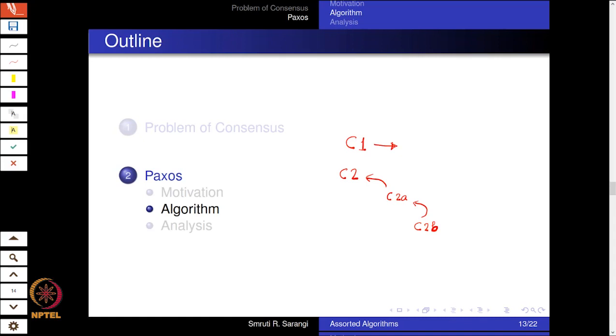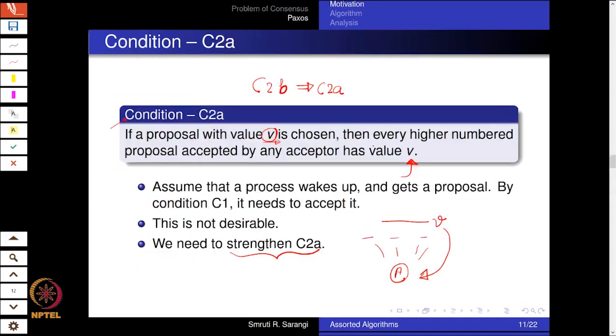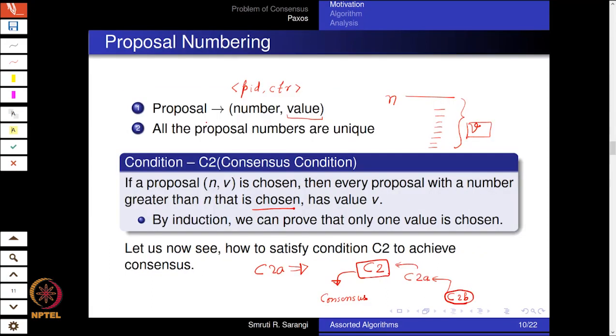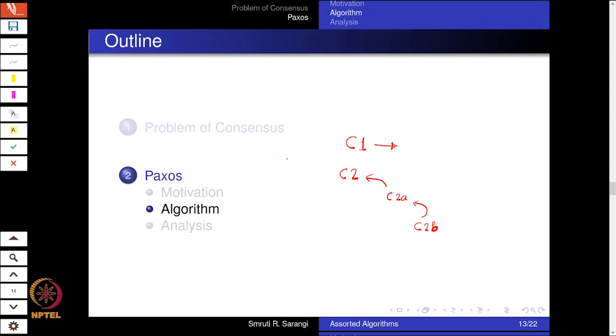So condition C1 was, let's go back and see that. An acceptor doesn't know how many proposals there are in the system. Hence, the acceptor must accept the first proposal that comes its way. So you accept the first proposal you get, and furthermore you have to accept a few more to actually complete the algorithm.